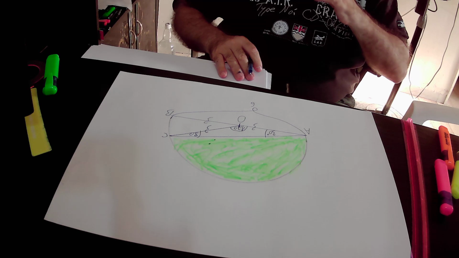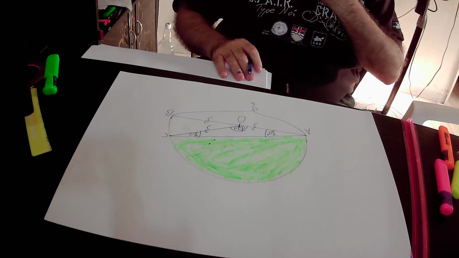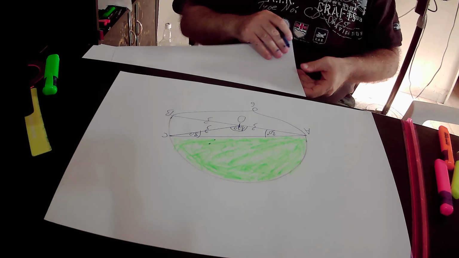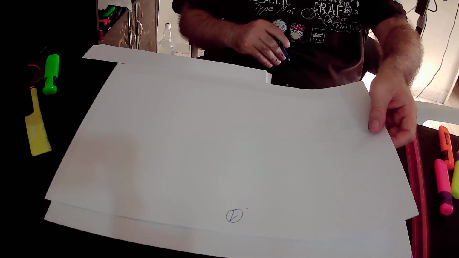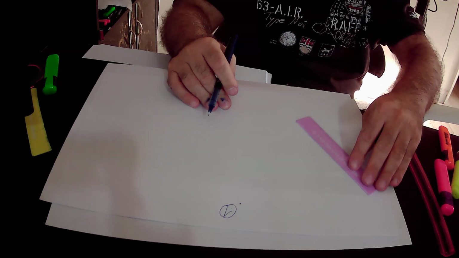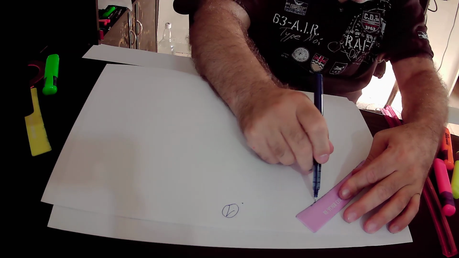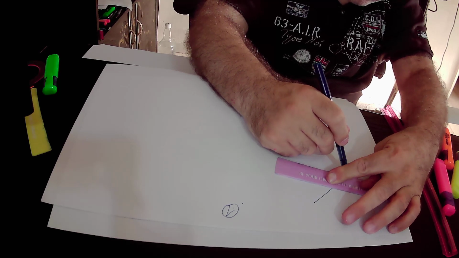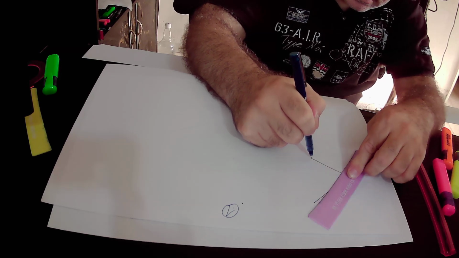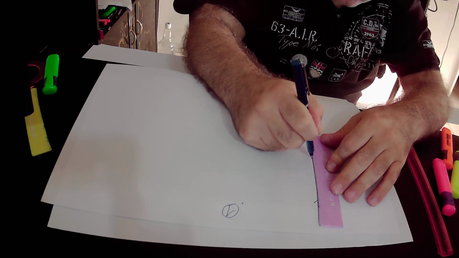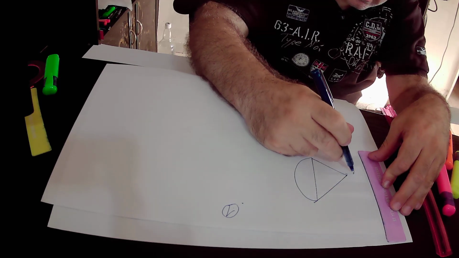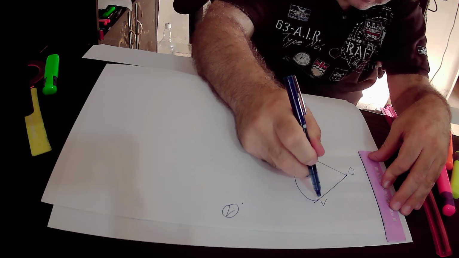In the next step, I will present to you how to find out the area of any sector. So here we have sector AOB. This is sector OAB.